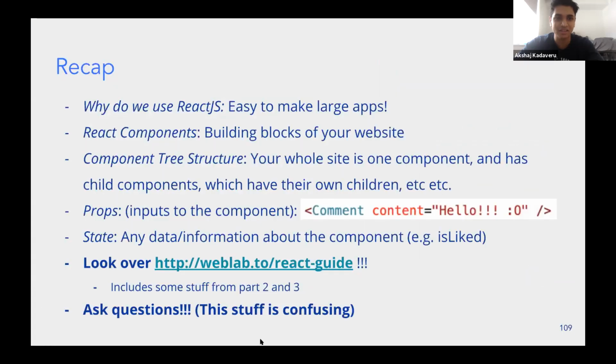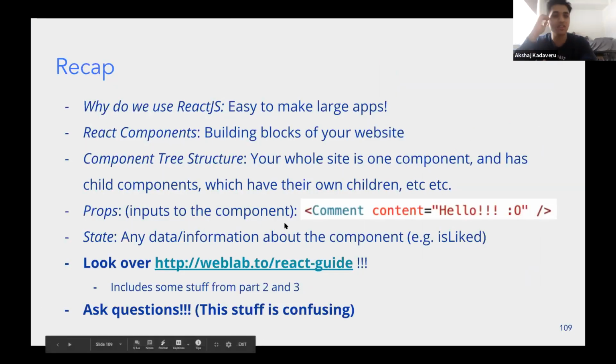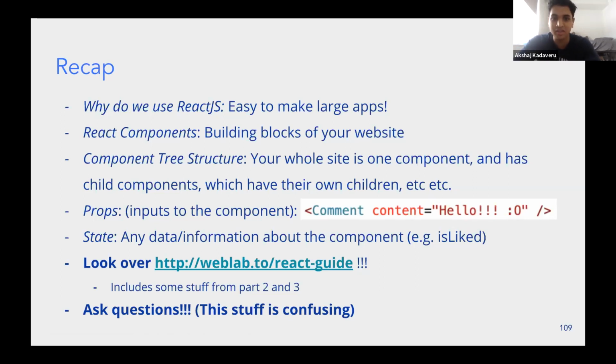Let me go back to the recap. Yeah, so the components are just the building blocks of your website. And the way we organize them is you have your whole site as one component. Each of them has children. Each of the children might have their own children, et cetera, et cetera. And then we got our two big input type things. The props are the inputs to the component. So we have our component and we want to be able to use it, but obviously we don't want it to be the exact same everywhere. We want to be able to pass in some inputs and we want it to render based off of the input. So those are the inputs to the component, the props.